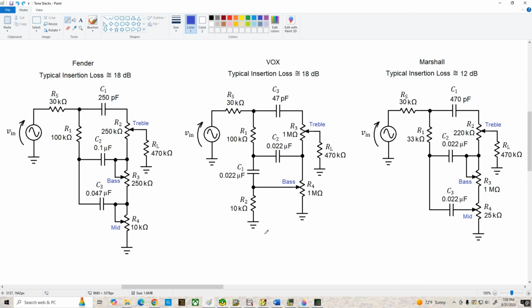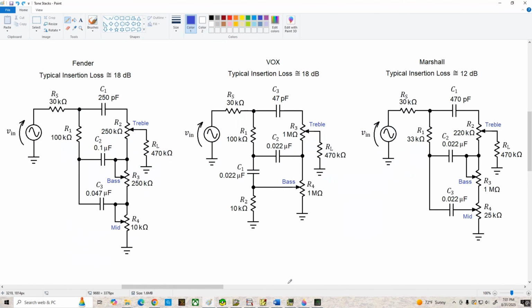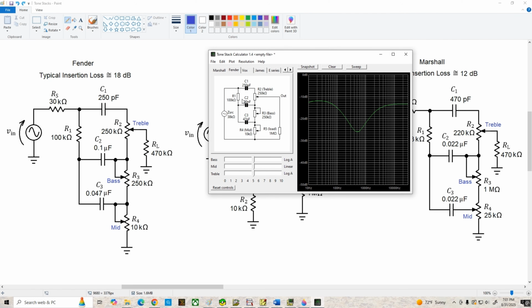And I'm not going to use PSpice to analyze these ones. In this case, we're going to use a resource that you guys can go onto the web and download. It's on a website, Duncan's Tone Stack Calculator. Here's where it is, duncanamps.com/tsc/ and here's where you can download it, but I already have it downloaded and installed, so I'm going to open it up here, and here's the window we get, and you'll notice I've opened it to the Fender topology, which is shown over here, and we have the exact same component values except for our source resistance.